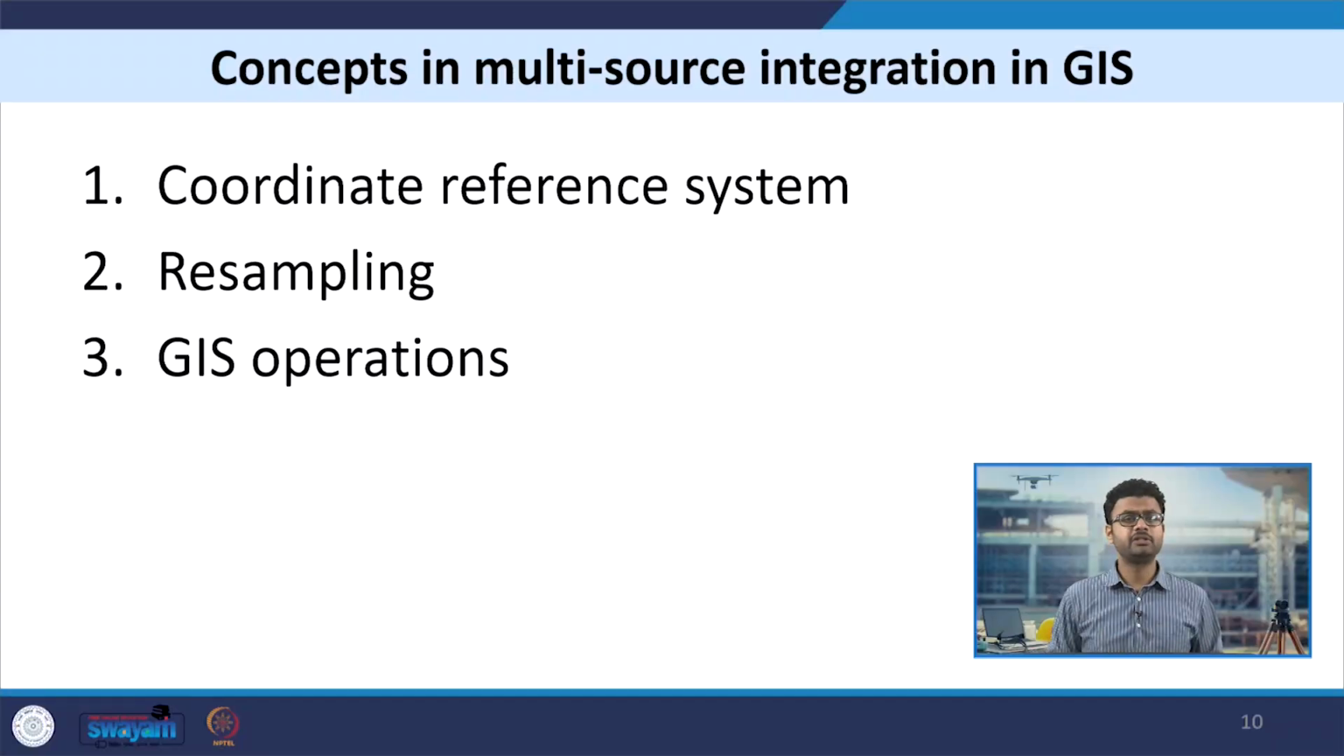And we also would like to overcome data heterogeneity. So GIS data comes from various sources, each with its own format. It can be a raster, vector, or a point cloud, and each of these sources has their own structure also, which makes it difficult to standardize and integrate. So the main concepts in multi-source integration in GIS are coordinate reference system, resampling, and GIS operations. So we will look into these main concepts one by one.